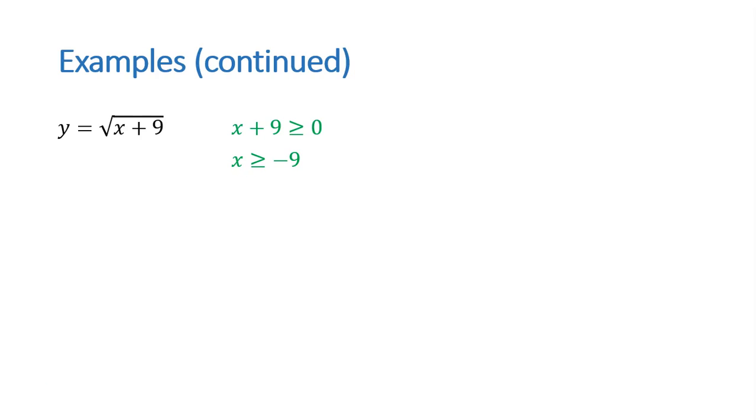Now, what if we go in the opposite direction? So what if we plugged in a negative 10? So negative 10 plus 9 would be negative 1. Square root of negative 1 is not defined for our purposes. It doesn't exist anywhere on our coordinate plane. So anything less than negative 9 becomes a problem. So x greater than or equal to negative 9 is defined as our domain for this function.